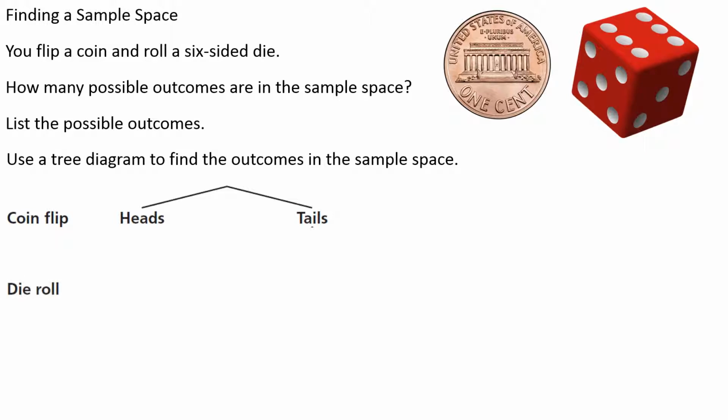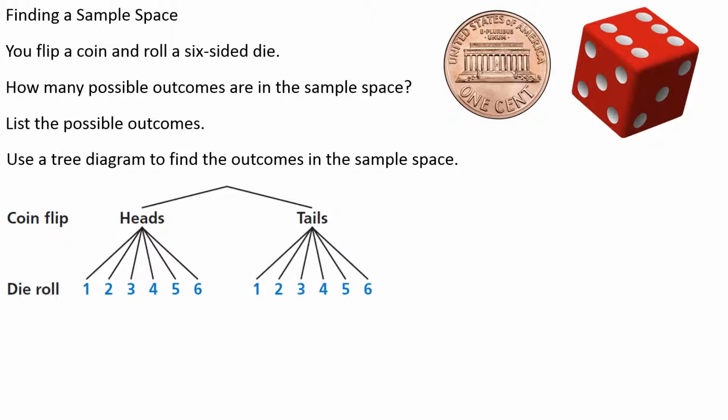And then, if I roll the die, well, if the coin flip was heads, it could be followed by a 1, 2, 3, 4, 5, or 6. If the coin flip was tails, it could be followed by 1, 2, 3, 4, 5, or 6. So there's actually 12 different outcomes that could happen in our sample space.